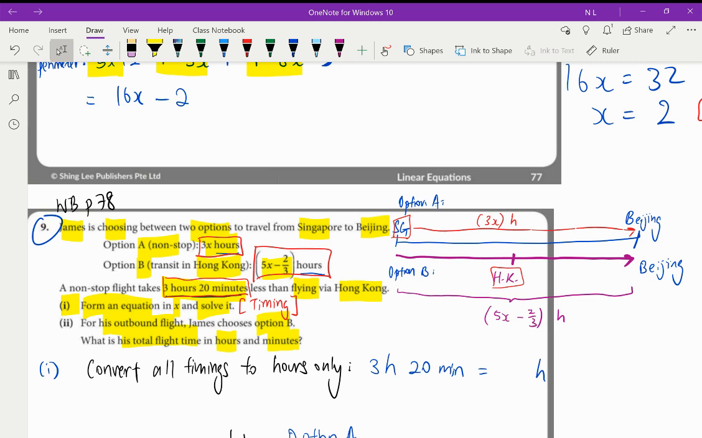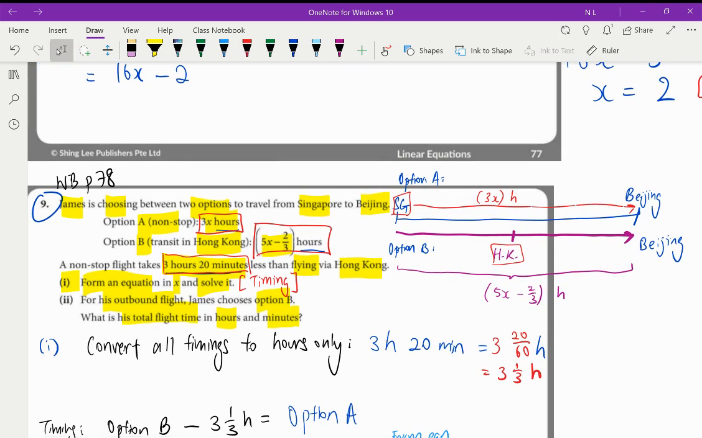So how do we do that? I know that 3 hours is 3 whole. And for 20 minutes, how do I represent it as a part of an hour? It will be 20 over 60, which is 1/3. So it's 3 and 1/3 hours.